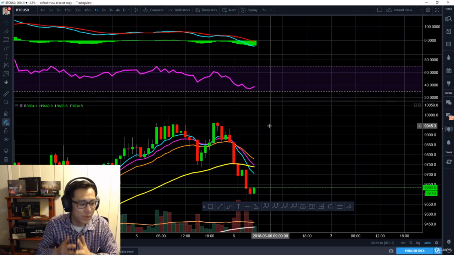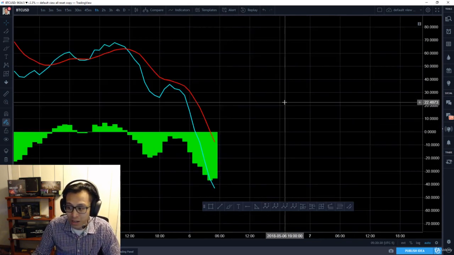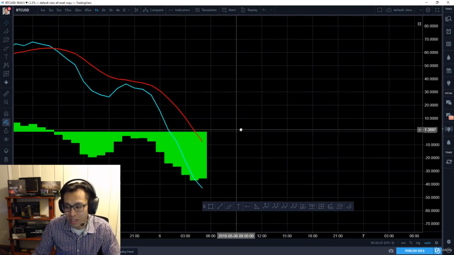So why is this important? It's important because it gives you an average sample of the price history. So it gives you a sample of the price action and what is actually happening. And also in the MACD, it gives you a very, very nice histogram.